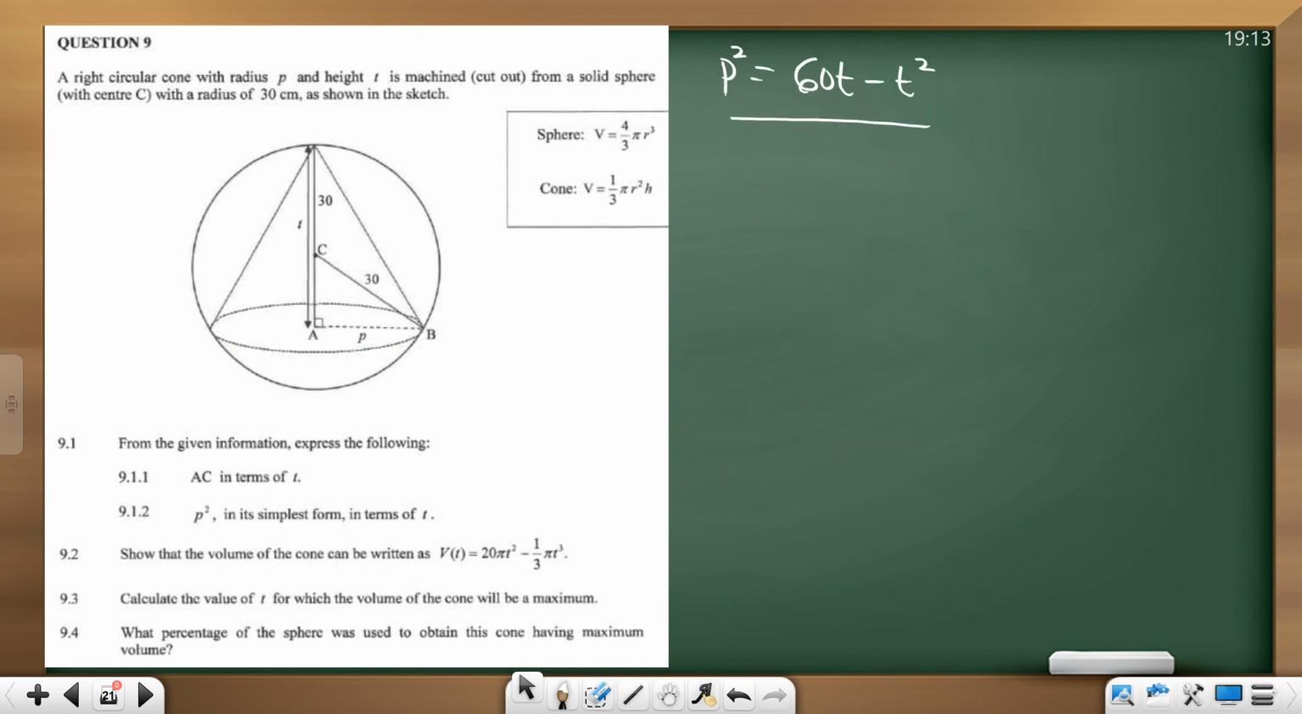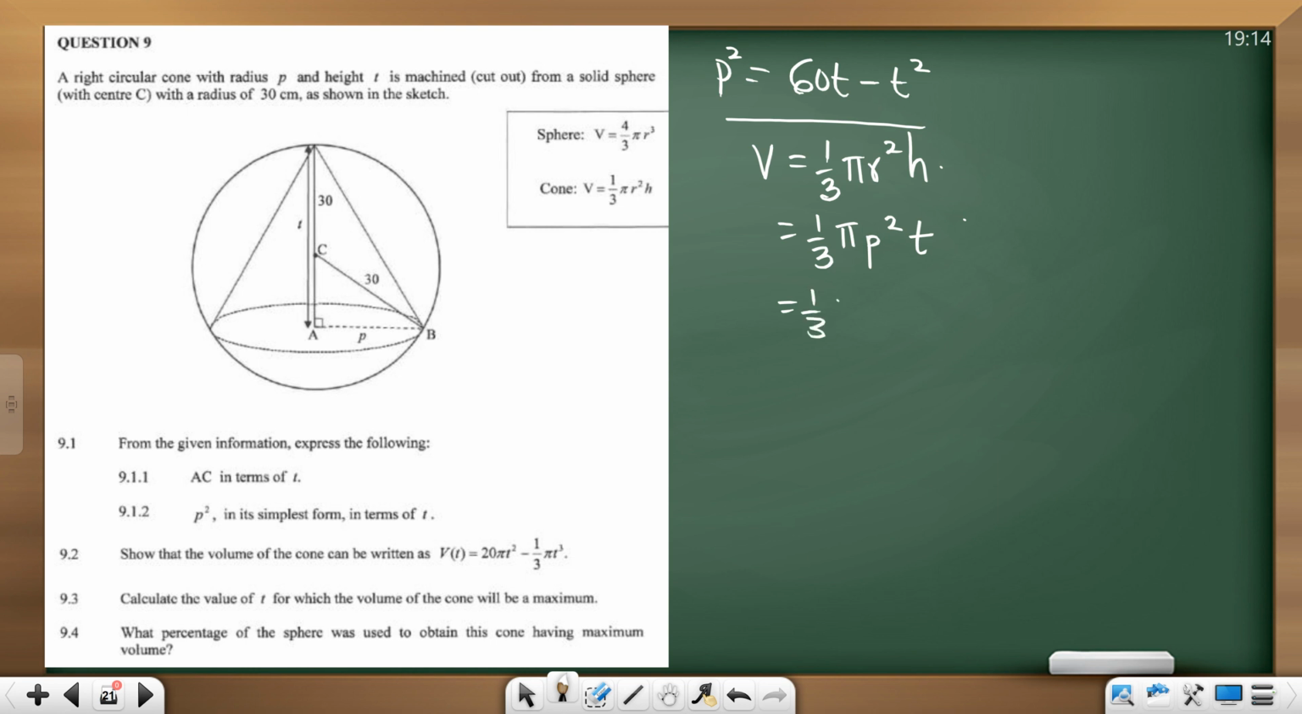So what is the volume? Volume of the cone is 1 over 3 pi r squared h. 1 over 3 pi. What is the radius? It's p. What is the h? T. Question is, do we know p squared? What is p squared? 1 over 3 pi into bracket 60t minus t squared, times t.